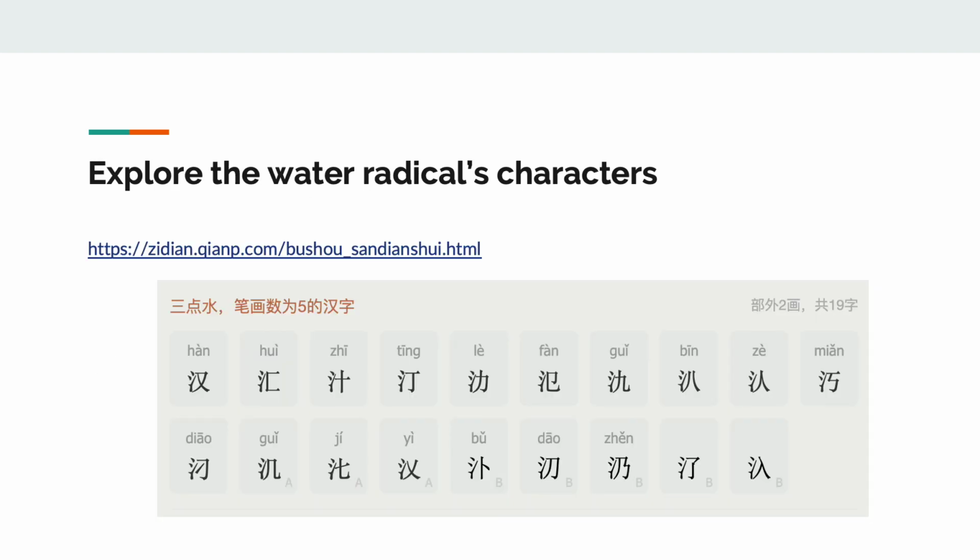This slide is about the online dictionary where you can find a list of all the words that have a certain radical in them. For example, the words in this list all contain the water radical, or its special name, 三点水. Please follow this link to find this online dictionary resource.